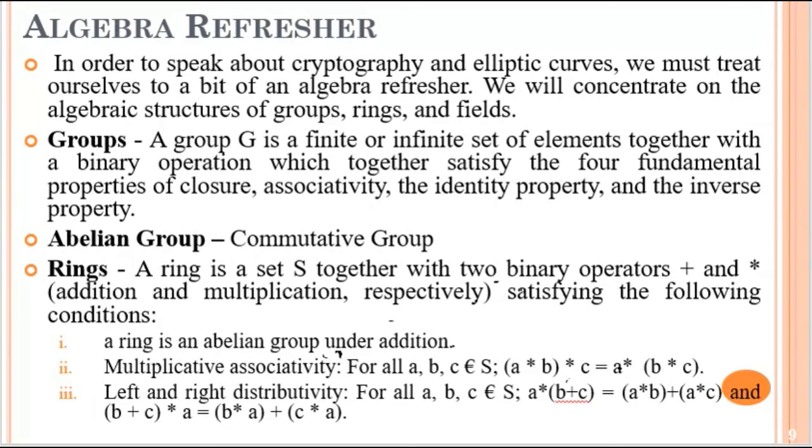Ring. A ring is a set S together with two binary operations, addition and multiplication respectively, satisfying the following conditions. A ring is an abelian group under addition, and multiplication is associative for all a, b, c in S, with left and right distributivity, and it must fulfill all these properties.